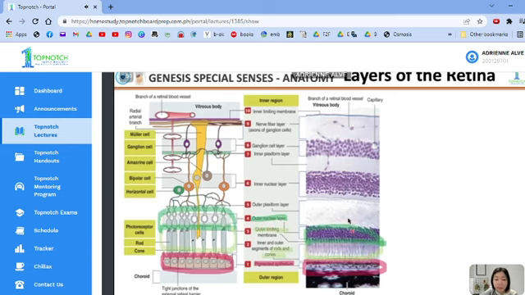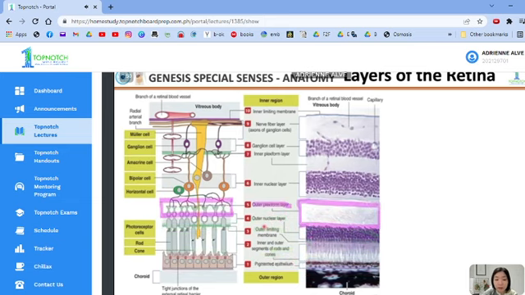The outer limiting membrane naman is a layer separating the cell material of the photoreceptors from their nuclei. So here puro nuclei lang yan. The outer nuclear layer contains the nuclei of rods and cones. Then the outer plexiform layer contains the rods and cones axons. So this includes mga horizontal cell dendrites, bipolar cell dendrites. The synapses occur here.